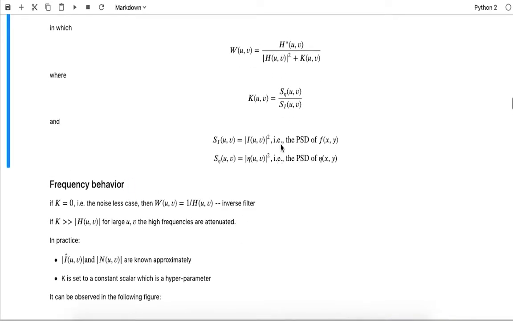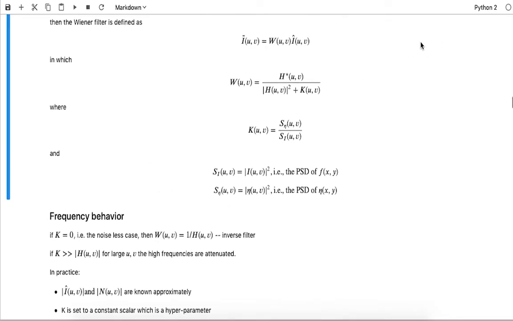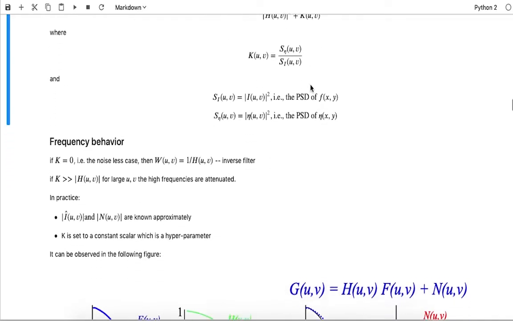If you notice carefully, if this K goes to 0, which means there's no noise, this is the same as what we had before, which was inverse filtering. And if there is heavy noise, that is, K is much greater than the other term, the high frequencies are attenuated because K is in the denominator, so they are attenuated.